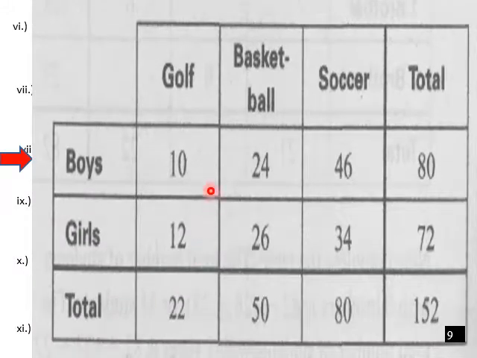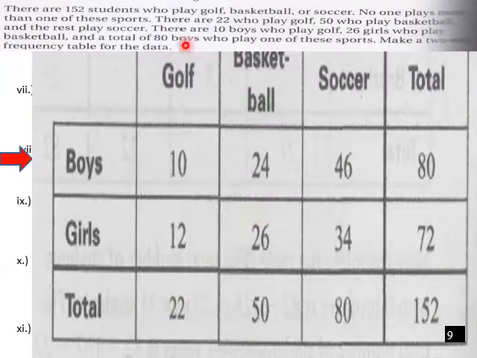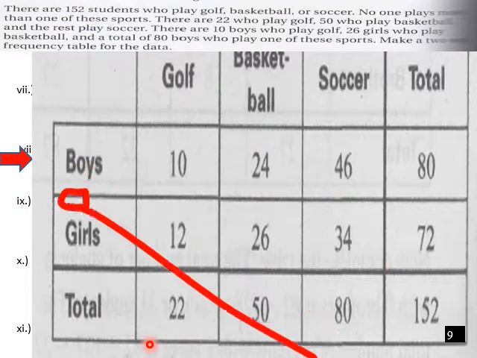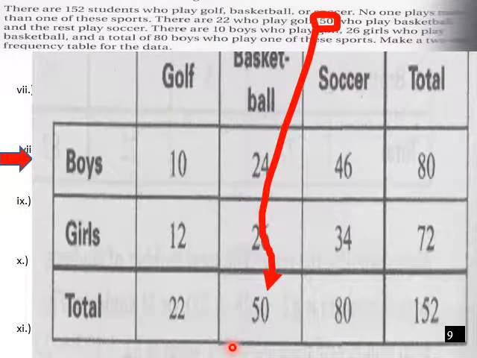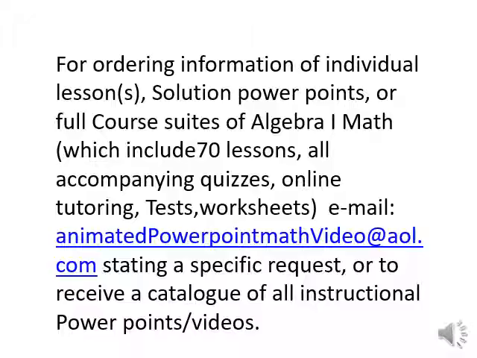Okay, is that all we get? Here's our table: golf, basketball, soccer, total. And then here is the accounting of this situation in columns. This is what you should do with your classwork sheet, students. Just fill in the gaps like this. And then here is the word problem that designates these numbers in these rows and columns. Okay, 152 is the total, and then we've got 22 who play golf, and 50 who play basketball.